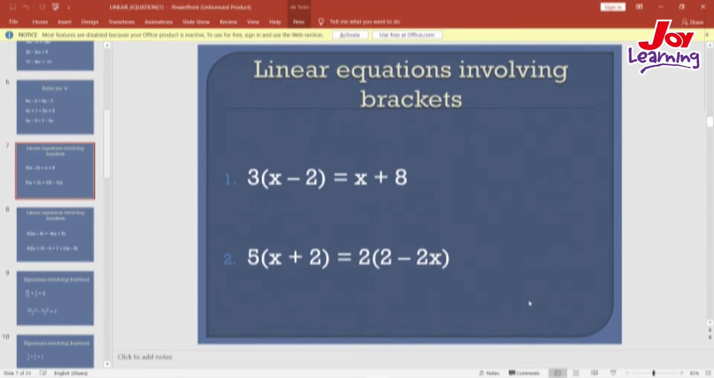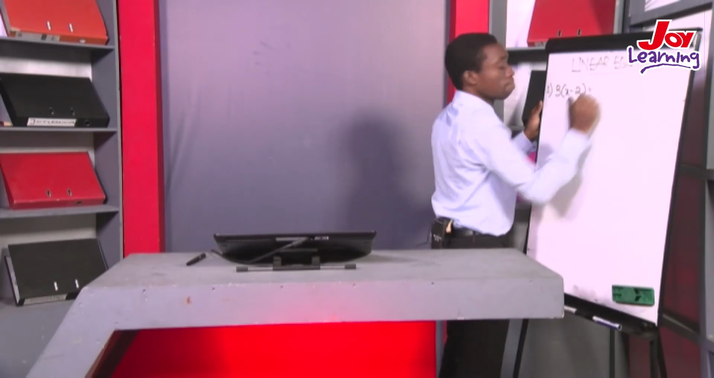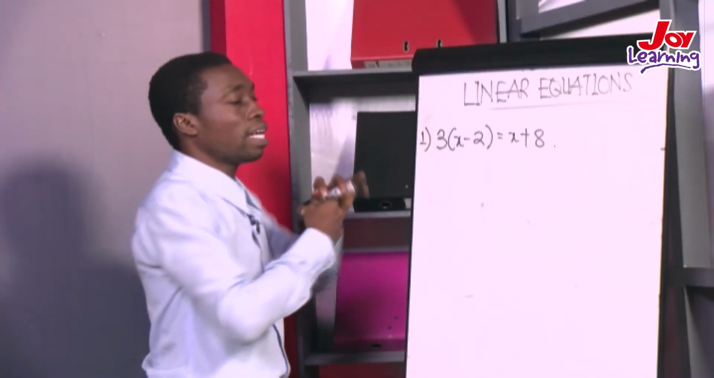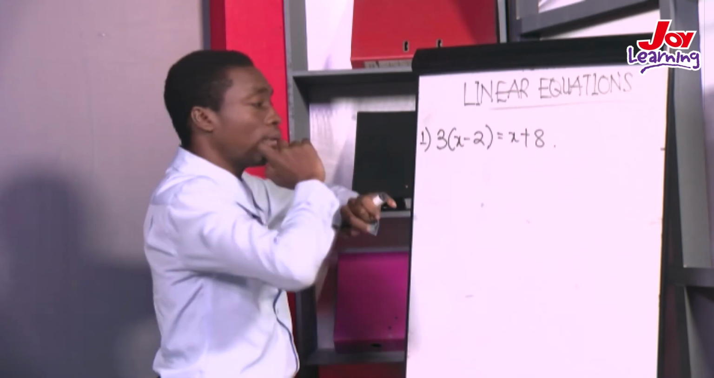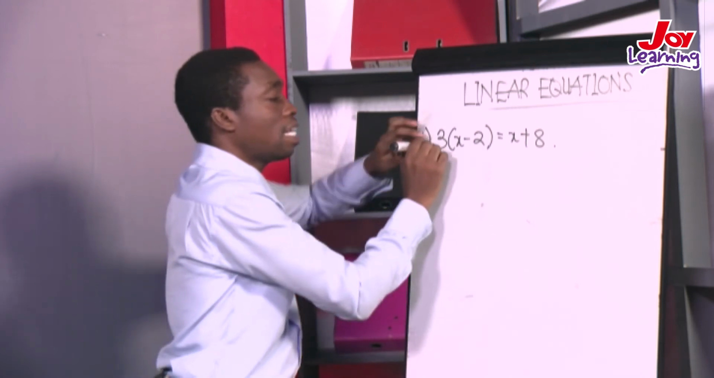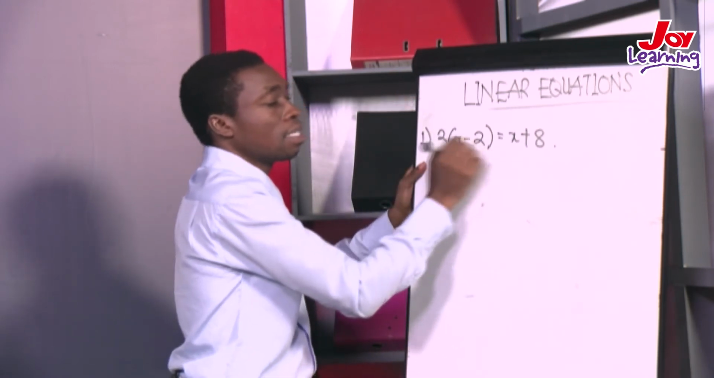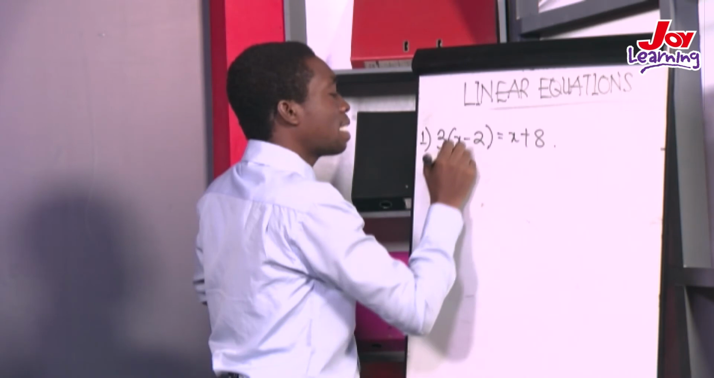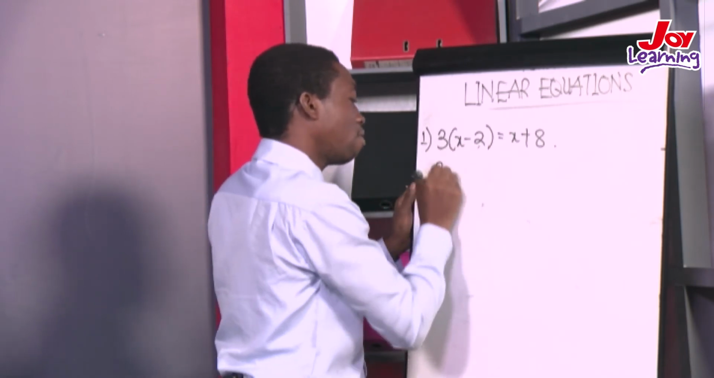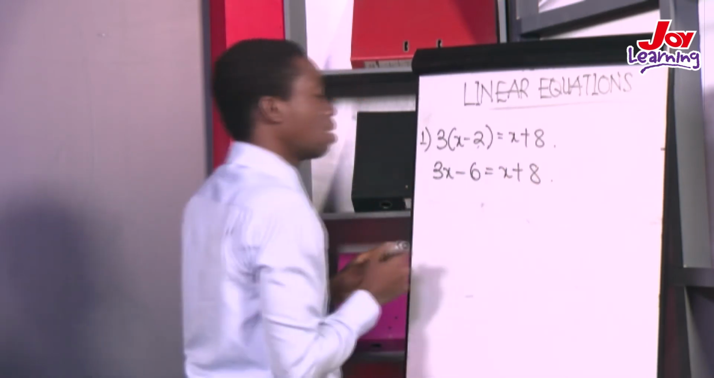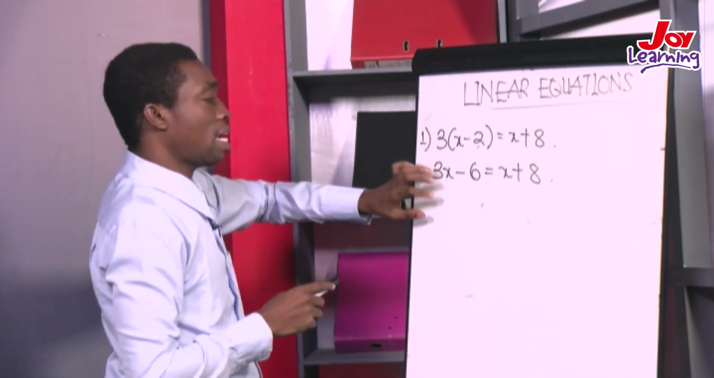So these are new sets. Number 1, we have 3 into bracket x minus 2 equals x plus 8. There's nothing new about this if you know what the bracket stands for. The bracket stands for multiplication, which means that the number in front multiplies every single term within the bracket. So 3 multiplies x and then 3 multiplies negative 2. So we have 3x, and then 3 multiplies negative 2, minus 6, is equal to x plus 8. This is the equation we deduce from this.